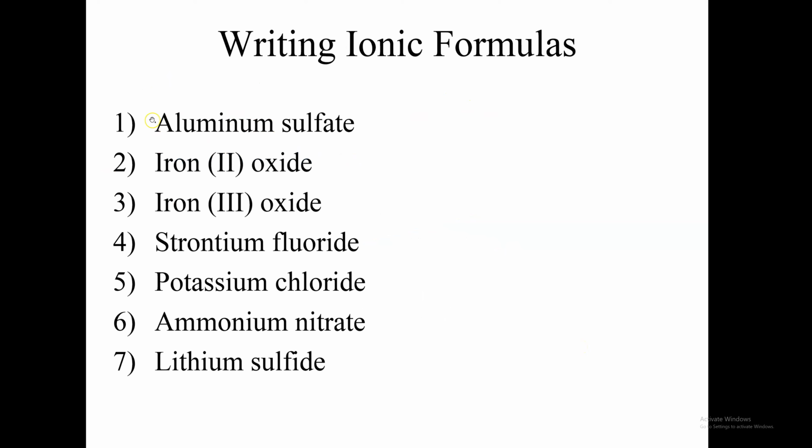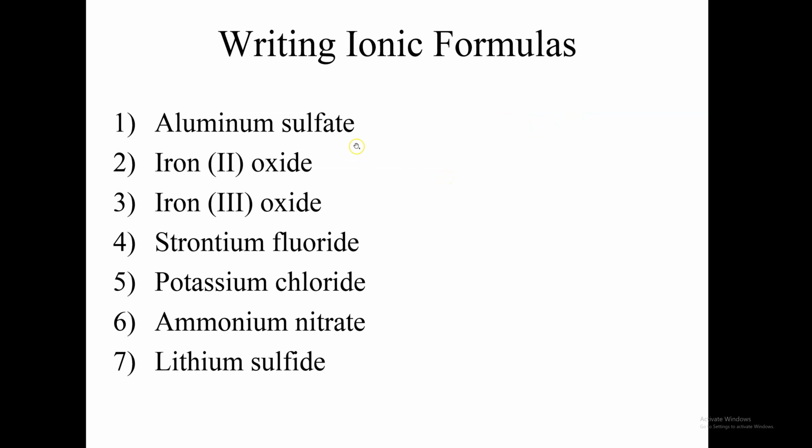Let's pause the video and take a look at these. If you can, write these ones down: aluminum sulfate, iron 2 oxide, and so on, and see if you can identify the charges that go with them. There's going to be a polyatomic ion sheet that you will have with all of those polyatomic ions on it. Make sure you get to know those really well.